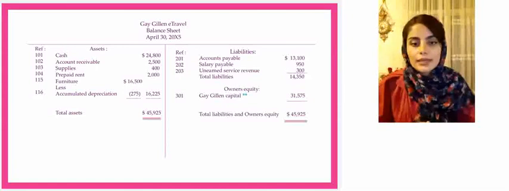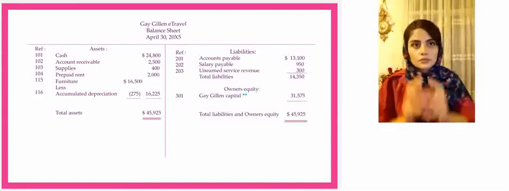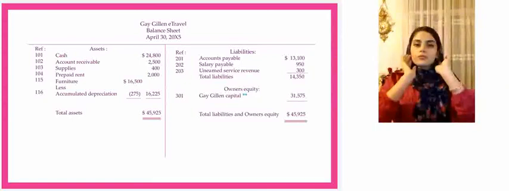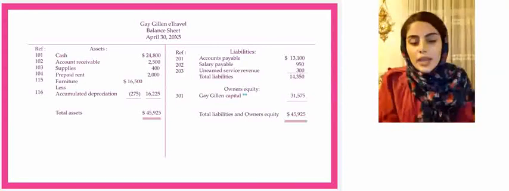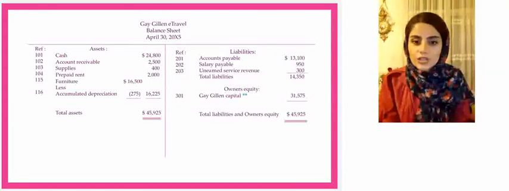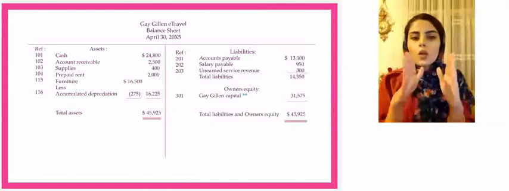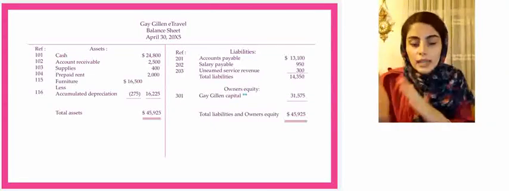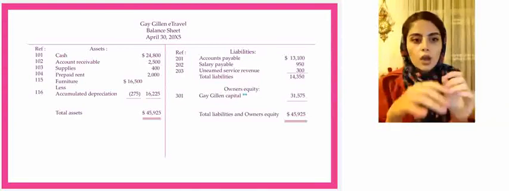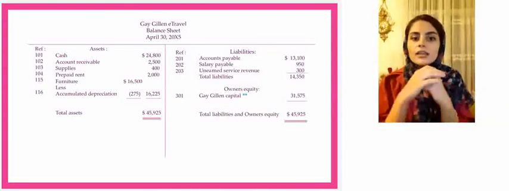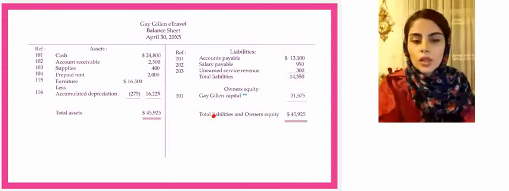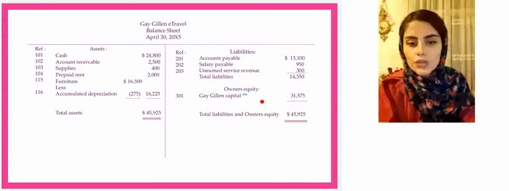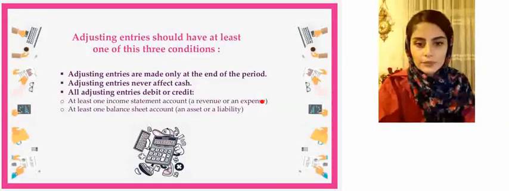To compute ending capital, we prepare the statement of owner's equity. But now for the balance sheet, we have assets, liabilities, and owner's equity. As you can see, the totals on the right side and the left side should be equal. Both of them are 45,925. As you can see, we put the Gagel capital, which we had on the last page, on this statement.